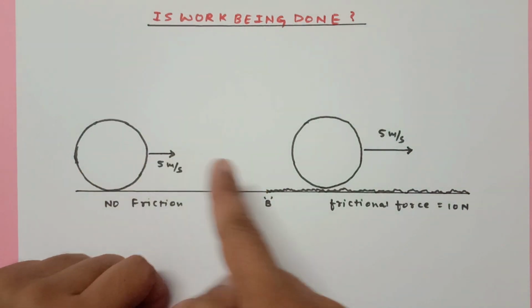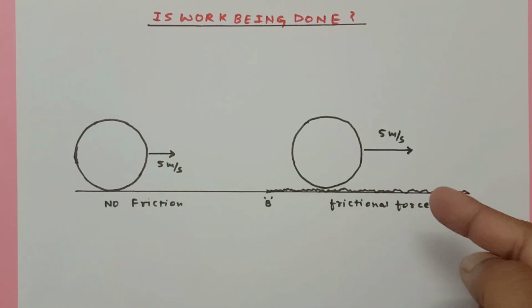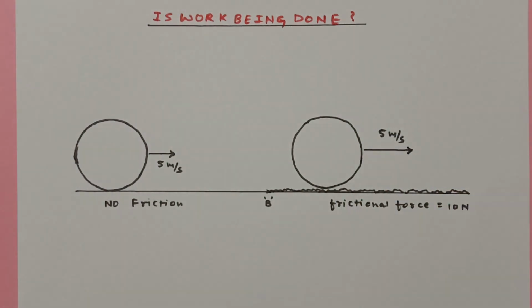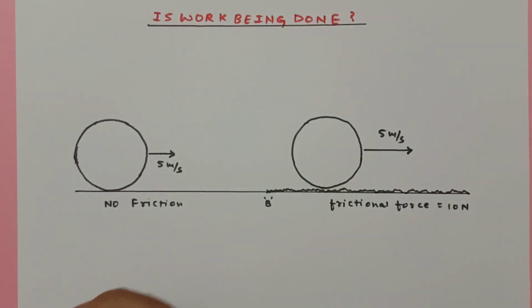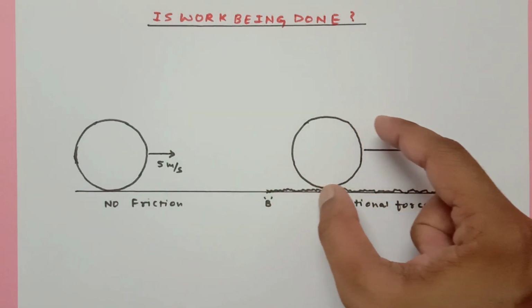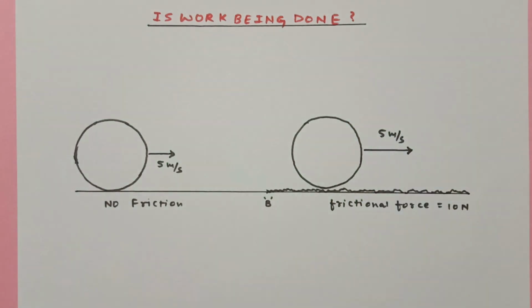Now the same ball travels on a surface having friction force 10 Newton, say, and this frictional force is always opposite to the direction of motion. So if we do not provide any external force, the velocity of the ball is going to decrease, and finally after traveling certain distance it's going to stop.